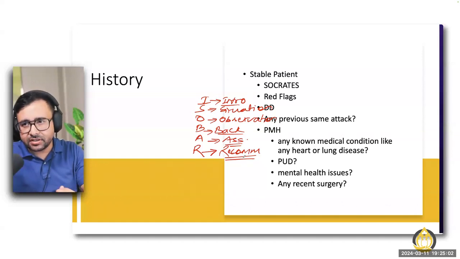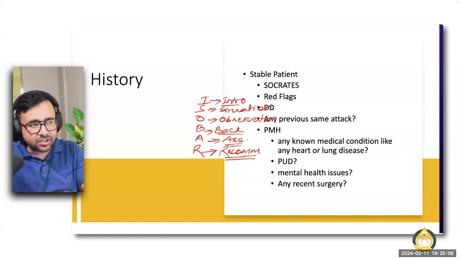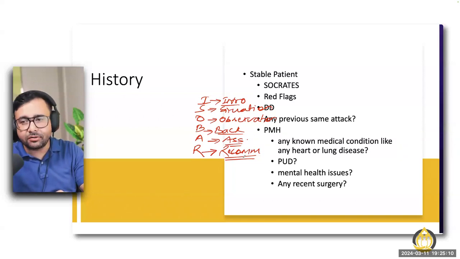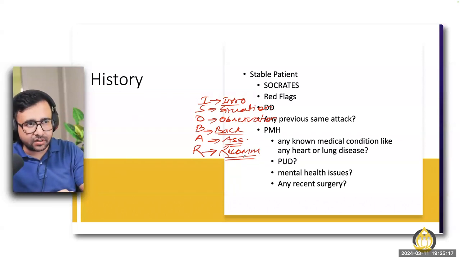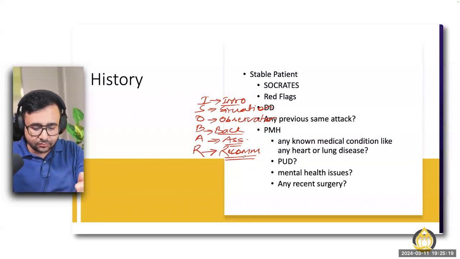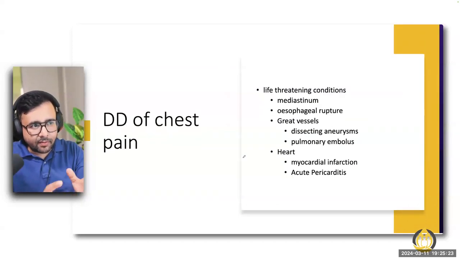I'm not going into the details of SOCRATES because I have discussed this many, many times in many of my videos in the past as well. So ask the questions about SOCRATES, ask the questions about the red flags. So red flag questions will be the diagnosis, differential diagnosis questions of the life-threatening conditions. As an example, if we go back to our differential diagnosis list here and look at some of these conditions.